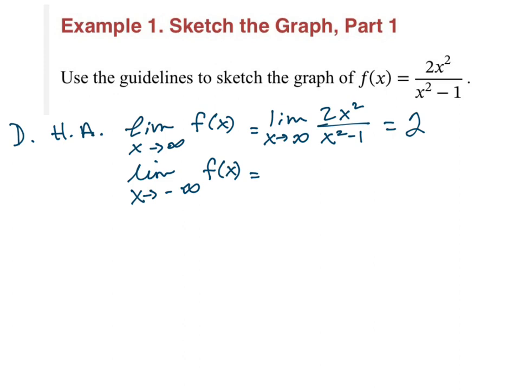Isn't that the exact same function? Yeah. So isn't it also 2? Okay, so what this tells me is there's going to be a lid. There's going to be a horizontal asymptote at y equals 2.